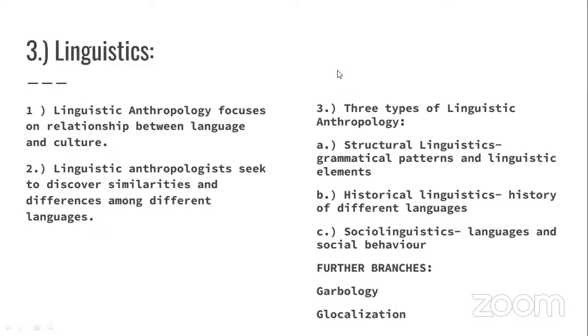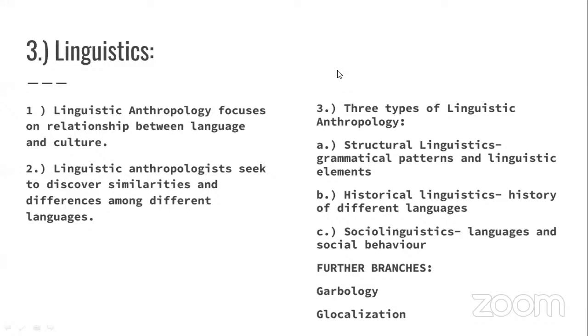So there is history to it, there is oral history involved in it, and there is science involved in it as well. That is how the human brain works and how the human brain acquires language. Linguistic anthropologists seek to discover the ways in which languages are different from one another, and what the similarities are between different languages.